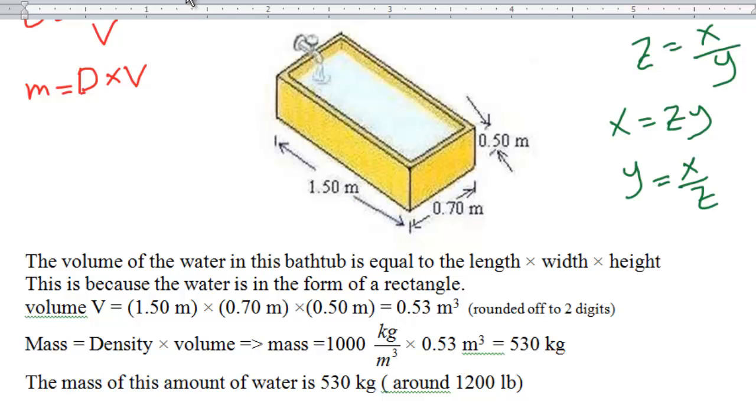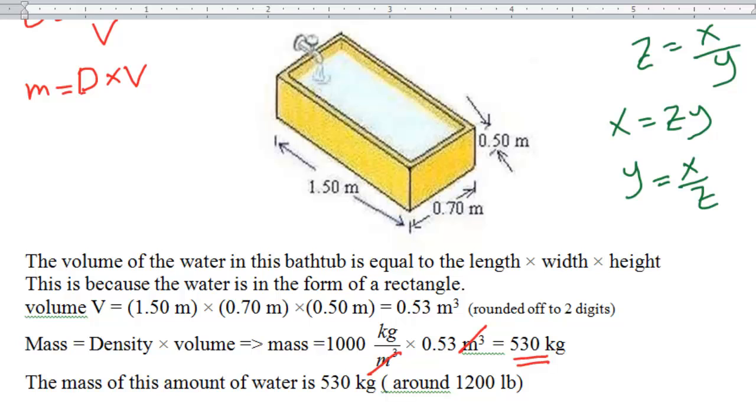Notice here cubic meter will cancel out and you will get the answer in kilograms. Just to give you a perspective here, the mass of the water came out to be 530 kilograms. This is equivalent to 2200 pounds. This will be the amount of water or the weight of that water in this bathtub.